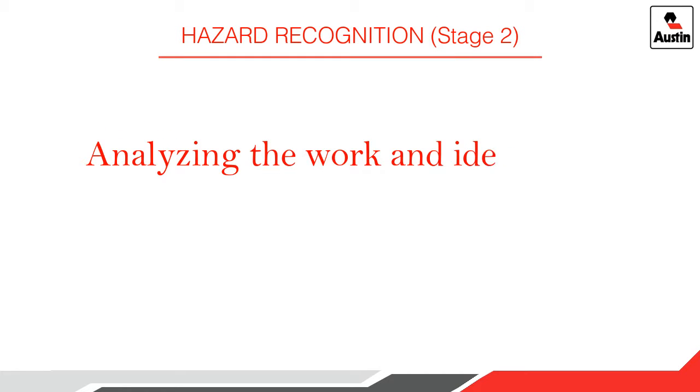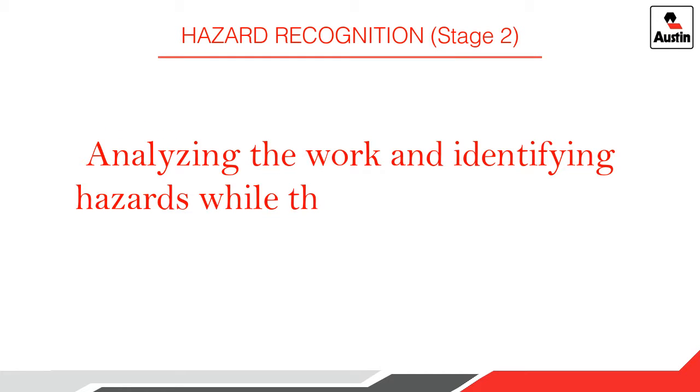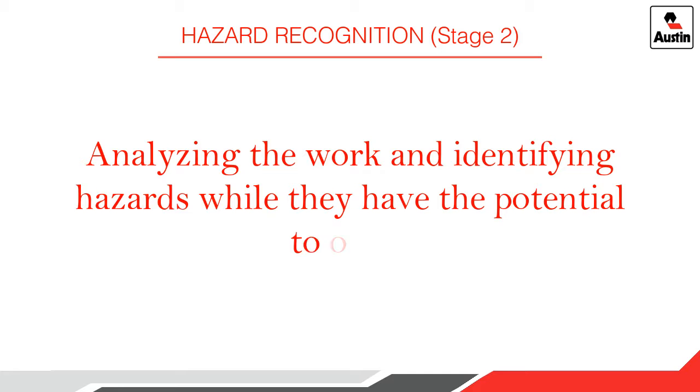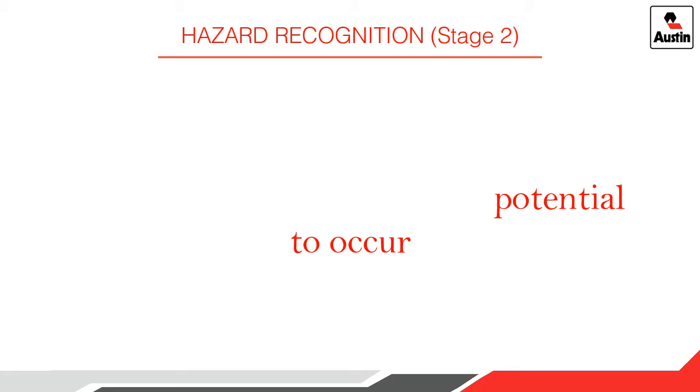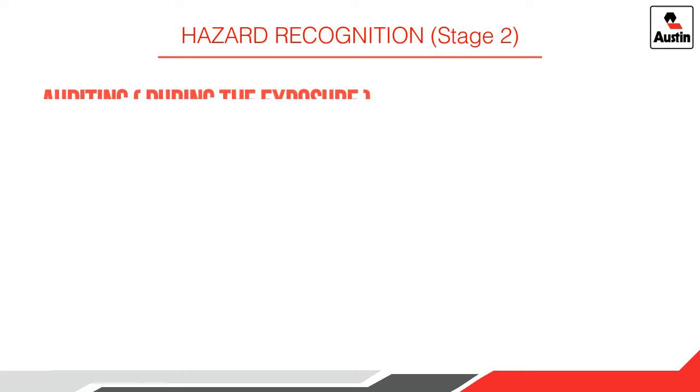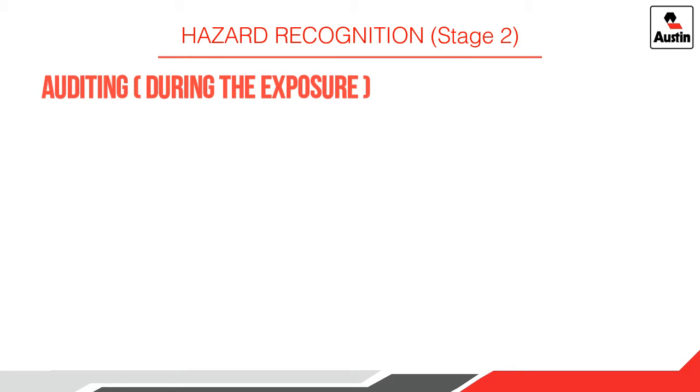The second step in hazard recognition is analyzing the work that is taking place. This step is important because it gives us the opportunity to assess the work that is taking place and ensure that we have identified all hazards involved and taken the appropriate measures to control the hazards. We have numerous tools to ensure that we are identifying hazards and controlling them while the work is taking place.